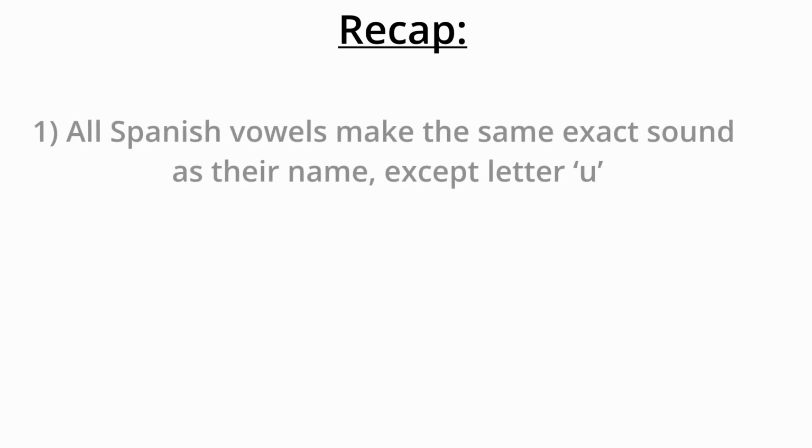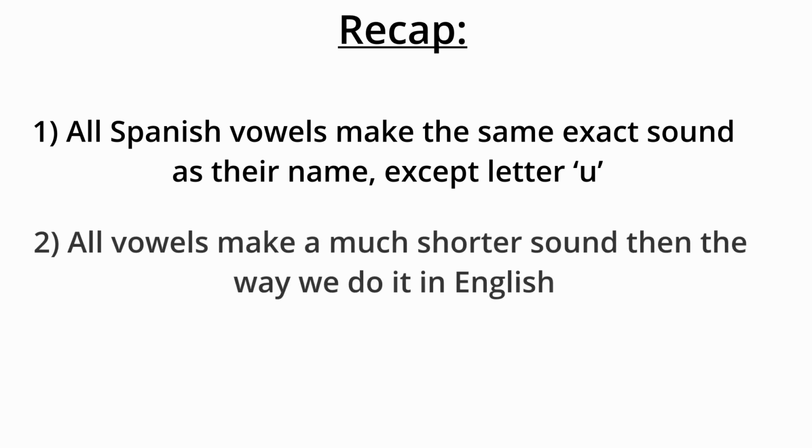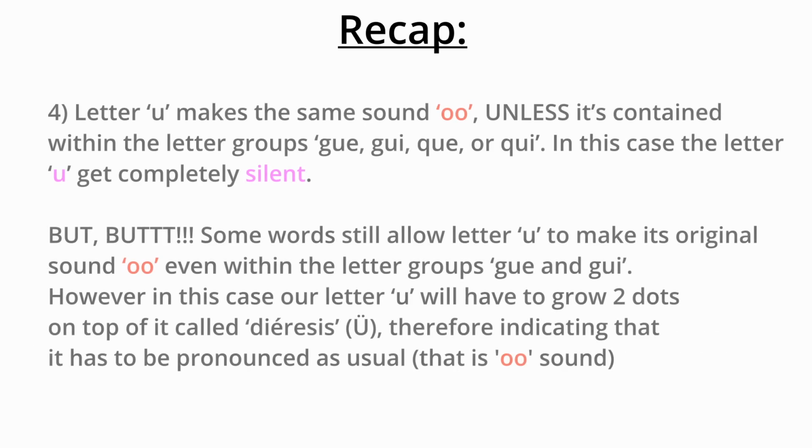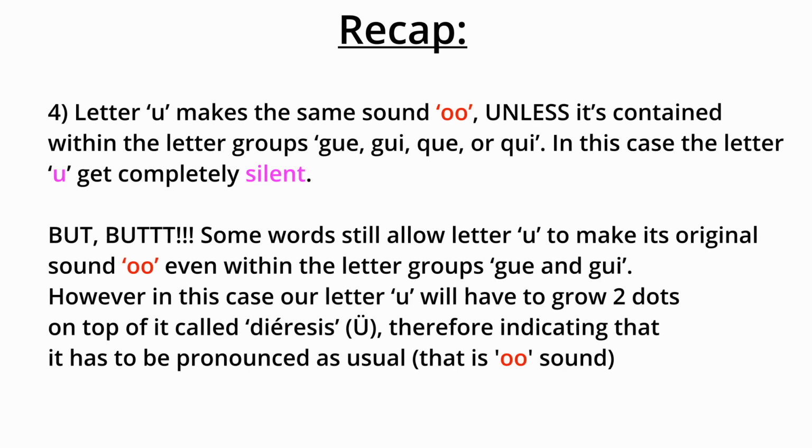First, all Spanish vowels make the same exact sound as their name, with the slight exception of the letter U. Second, all vowels make a much shorter sound than the way we do it in English. Do not keep your mouth open for too long. Third, the letter E can have 2 names, E and E Latina. Do not think about it, just memorize both options and choose your favorite in case you need to spell anything. Lastly, the letter U makes the same sound U, unless it's contained within the letter groups ge, gi, ke, or ki. In this case, the letter U gets completely silent.